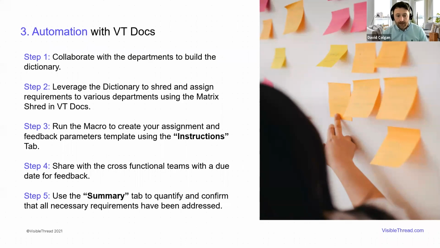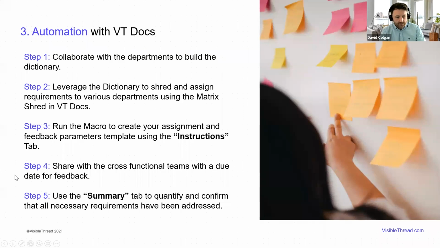We'll then run that macro that we collaborated with DRS to create based on what they were previously doing manually. We'll be looking at our instructions tab there. We'll go into a little bit more detail in a moment with Jim, showing how that could be incredibly useful for sharing with the cross-functional teams, ensuring we get the feedback in a standardized, automated way, and then ultimately how we can use that feedback to summarize and report on the compliance, the results, and the handling of those requirements towards the end.